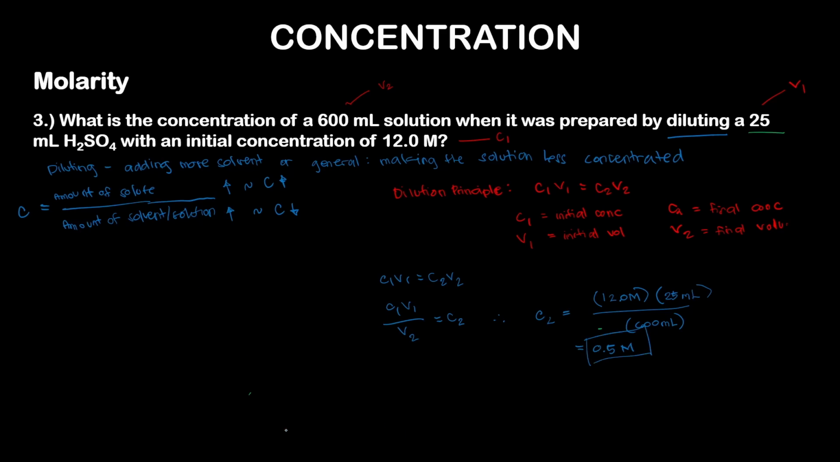So as you can see, initially we have 12 molar and it was 25 ml. And now that we add more solvent, producing 600 ml, it had a lower concentration, which is 0.5 molar. So that's the dilution process. In the final concentration, we expect it to have a lower concentration.